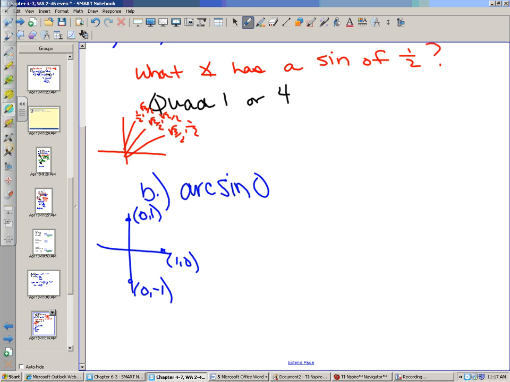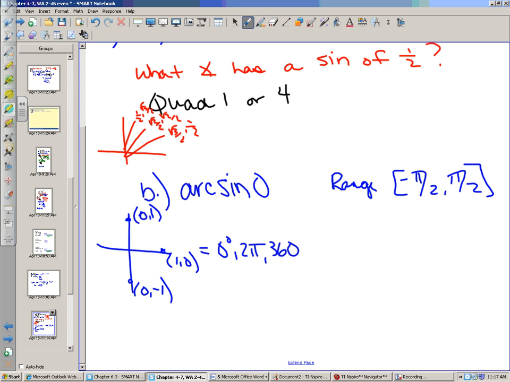Do you understand that this is 0 degrees, which is also 2 pi, which is also 360. Your range is from -pi/2 to pi/2. You cannot use 2 pi or 360 because it's outside of my range. Do we understand that? So what is the only angle that I can choose? This has to be 0 degrees. Do we understand that? Or 0 radians, which is exactly the same thing.